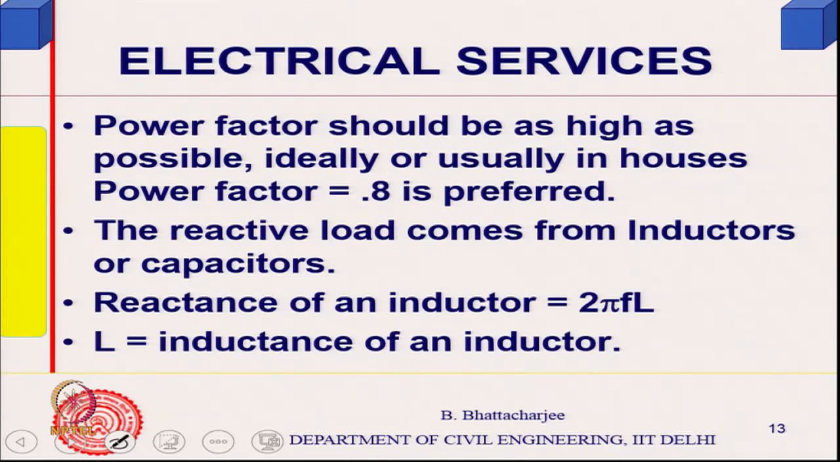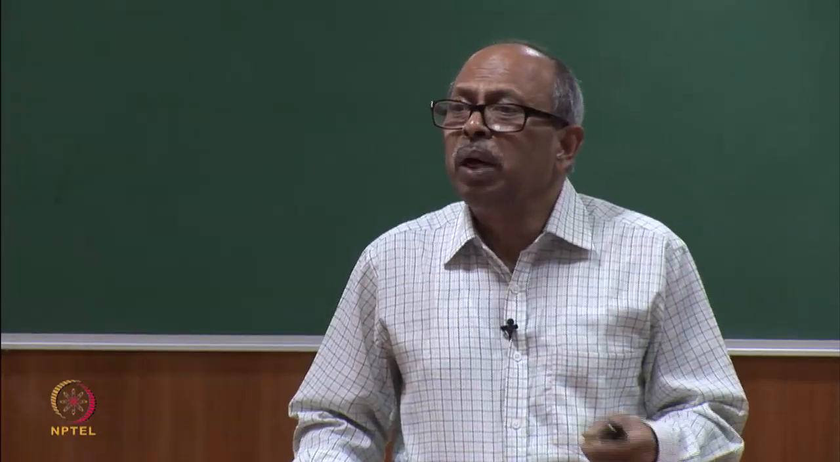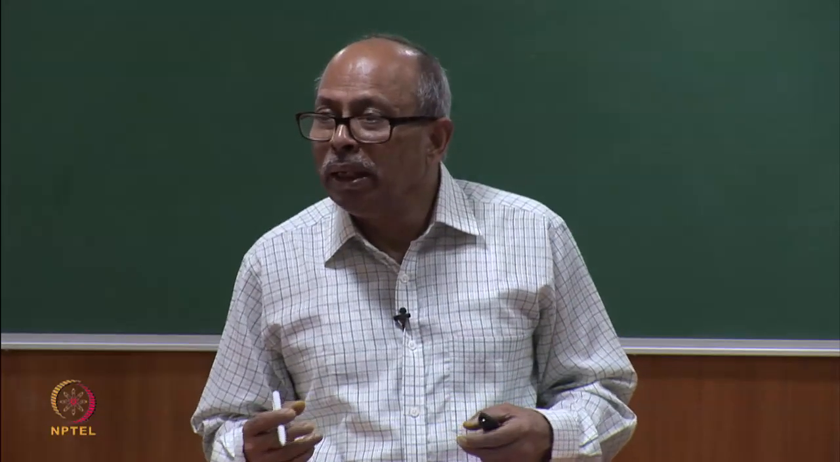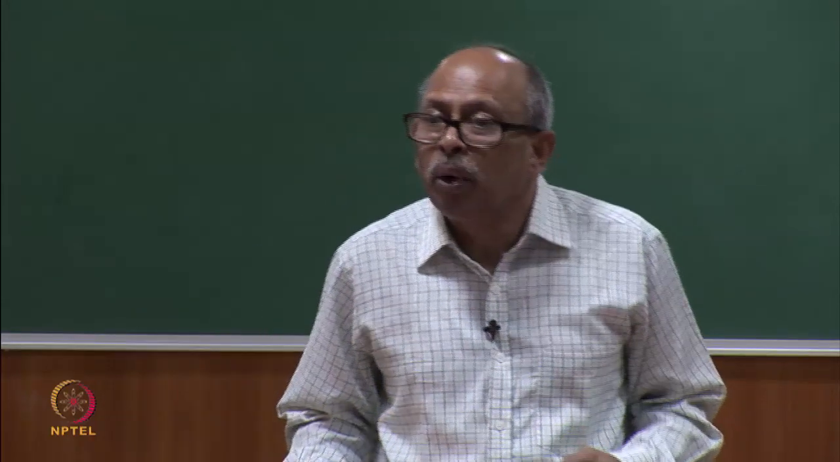Ideally, or usually in houses, a power factor of 0.8 or above is preferred. The reactive load comes from inductors and capacitors, as I said, and I have already said that the reactance of an inductor is 2πfL, where f is the frequency and L is the inductance. So, when you have coils with magnetic fields, for example, I gave an example of a choke. The motors will have coil winding, and there is a reactive component there as well.